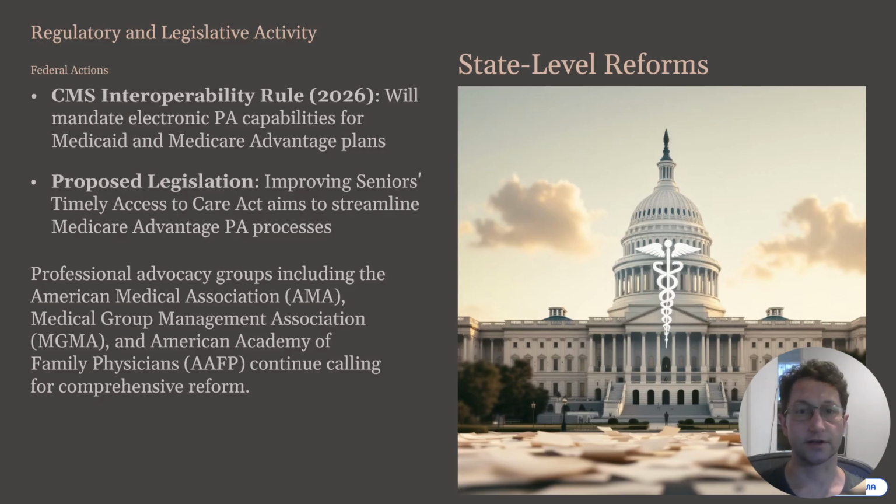California's Senate Bill 250 proposes timelines and penalties for plans that fail to meet response deadlines. There's also bipartisan support, one of the rare things that has bipartisan support, for the Improving Seniors Timely Access to Care Act, which would codify timelines and expand access to electronic prior authorization in Medicare Advantage plans. Professional associations like the AMA, American Academy of Family Physicians, and MGMA are lobbying hard for these changes. It's not just a way to reduce administrative burden, but it's also to improve patient safety.